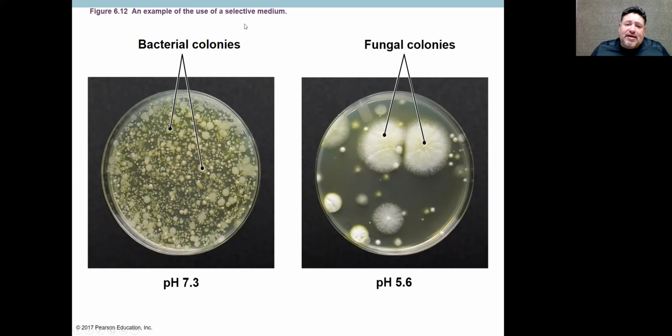This is what's called a selective media. So in the selective media, you've done something to the media so it allows certain organisms to grow, but not others. So here what we did is we changed the pH of the media. You can see at 7.3, just about everything grows in it. But if we lower the pH, if we make it acidic, only fungal colonies grow. So we have made the media selective by lowering the pH and allowing it to selectively grow fungi and not everything else, okay? So that's an example of a selective media.